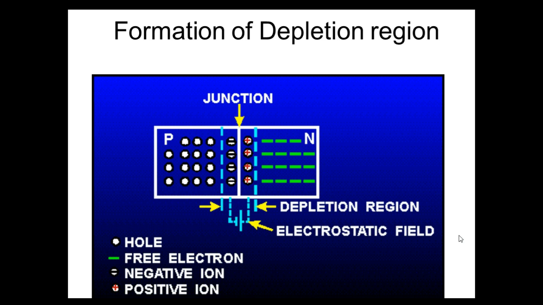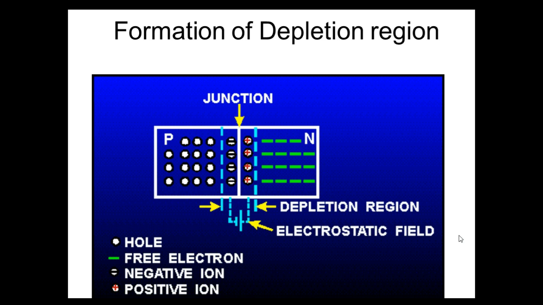This is marked inside the dotted blue line. You can see some boundary-like structure. At the junction this will happen. Junction is nothing but the point where p type material and n type material are intersected.